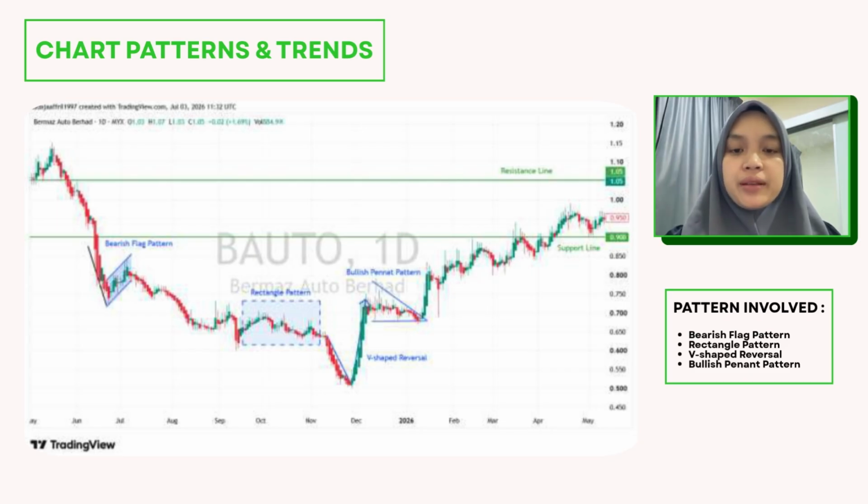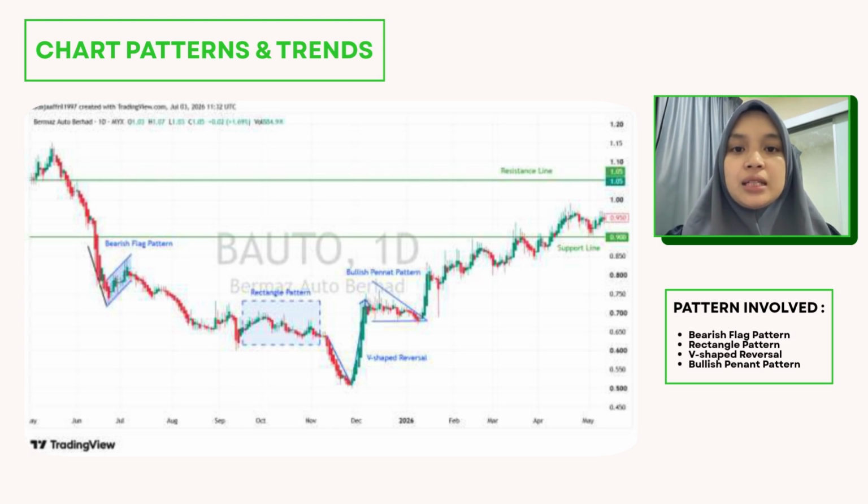Next is the chart pattern analysis. Several important chart patterns can be identified throughout the price movement. The first pattern is the bearish flag, which indicates the continuation of the previous downtrend. This is followed by a rectangle pattern where the price moves sideways before making its next move. In late 2035, the stock formed a V-shaped reversal showing a strong recovery after reaching its lowest price. After that, a bullish pennant appeared and successfully broke out upward, confirming the continuation of the bullish trend.